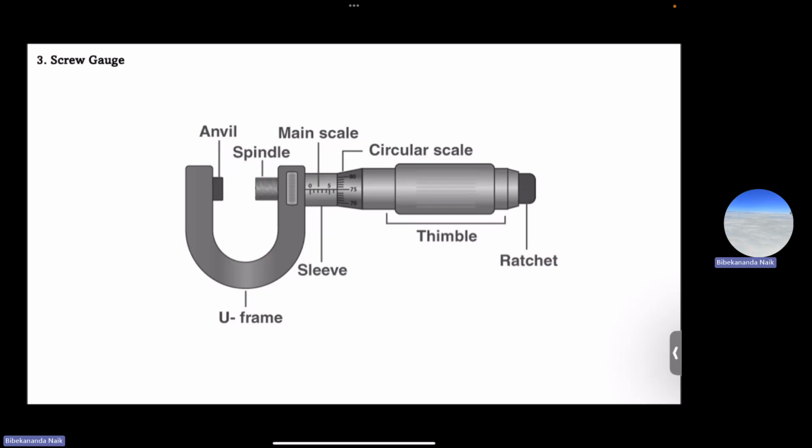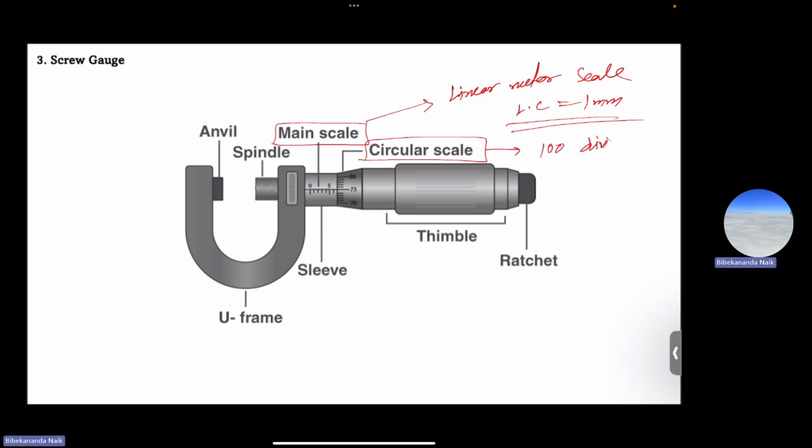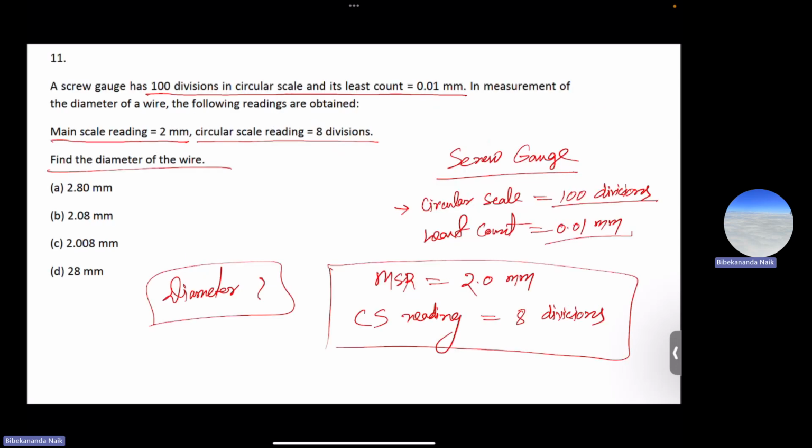Now here you can see in the figure, this is called the screw gauge. It has two scales. One is the main scale and another is the circular scale. The main scale is like our linear meter scale, and it has a least count of 1 millimeter. Then there is a circular scale which in general has 100 divisions. For the question we are discussing, it was mentioned that it has 100 divisions.